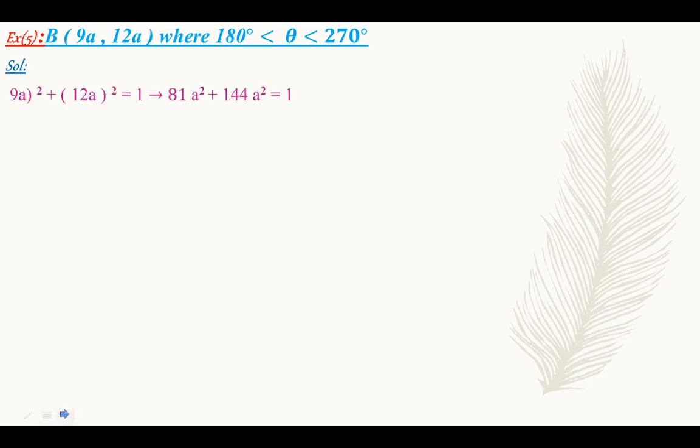9a² + 12a² equals 1. 81a² + 144a² equals 1. So 225a² equals 1. a² equals 1 over 225. Taking the square root, a equals positive or negative 1 over 15.